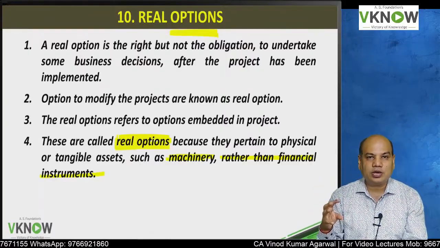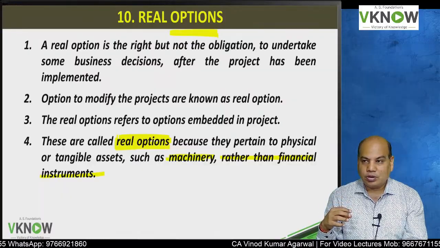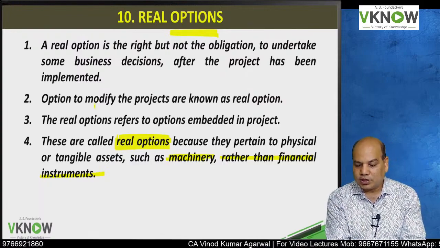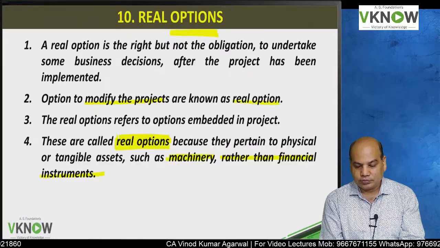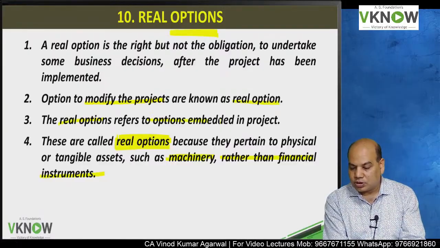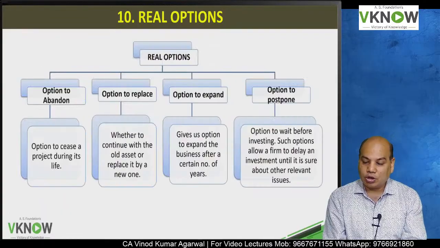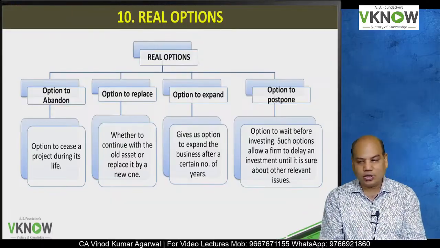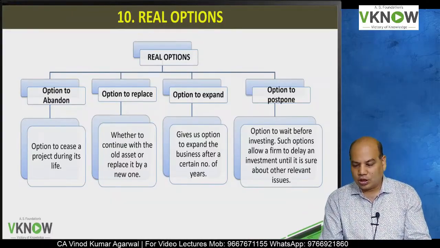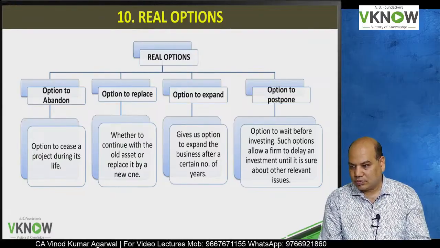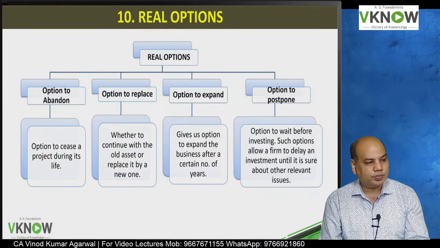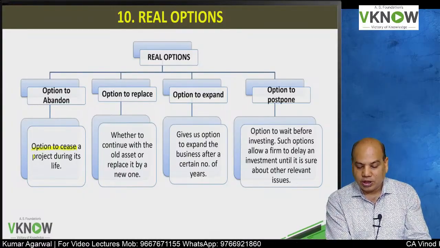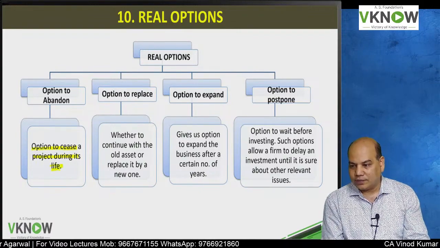So real options are options embedded in the project which will enhance the value of the project. Options to modify the projects are called real options. Real option refers to options which are embedded in the project. These are options on tangible asset like machine, project, rather than financial instrument. So in our syllabus we have to discuss real options like option to abandon. Option to abandon means option to terminate the project during its life.